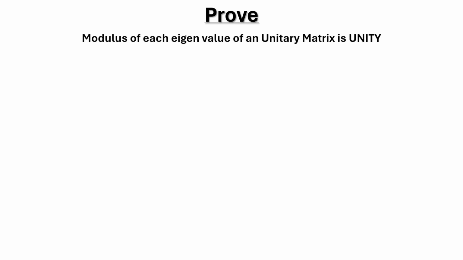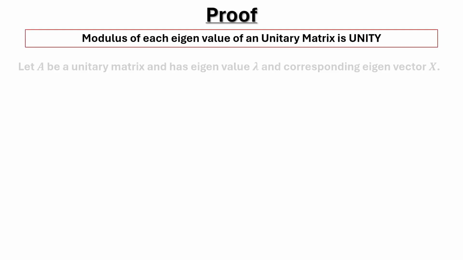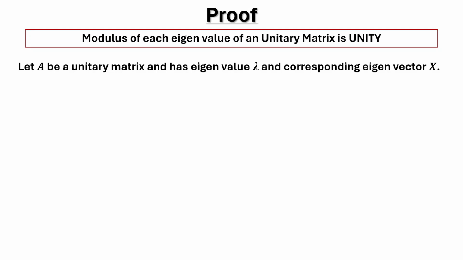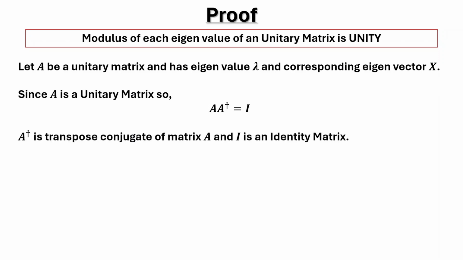Viewers, in today's video, we will prove that the modulus of each eigenvalue of a unitary matrix is unity. Let A be a unitary matrix with eigenvalue lambda and corresponding eigenvector x. Since A is a unitary matrix, the product of A with A dagger is equal to the identity matrix I. A dagger is the transpose conjugate of matrix A and I is an identity matrix.